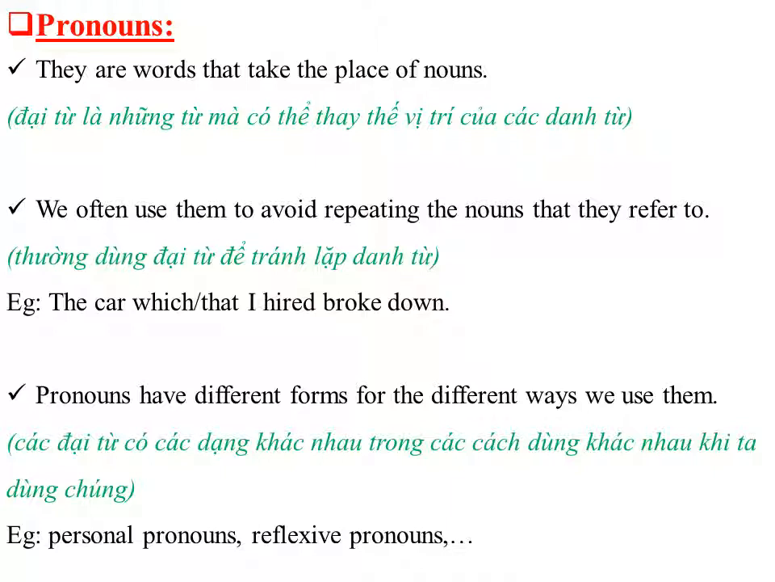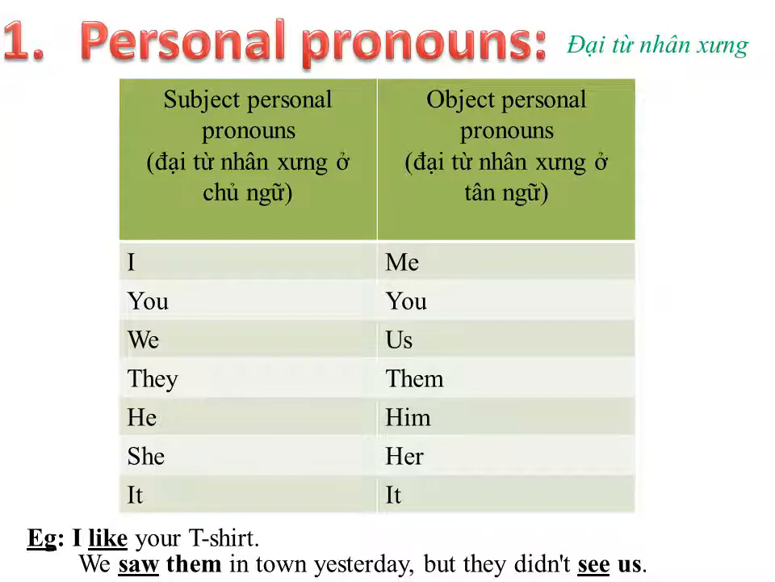Pronouns have different forms for the different ways we use them. Example: personal pronouns, reflexive pronouns. 1. Personal pronouns. Look at the table. Example: I like your t-shirt. We saw them in town yesterday, but they didn't see us.